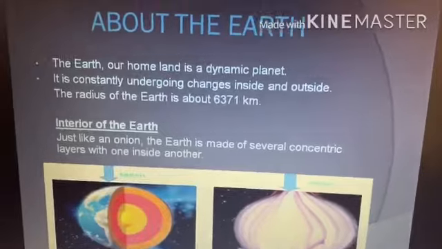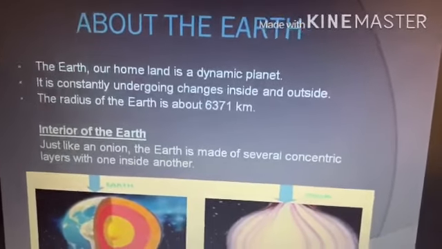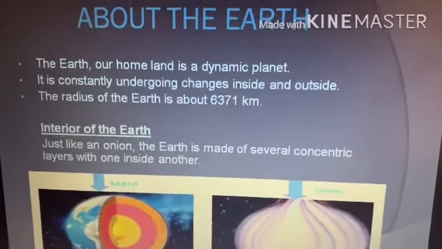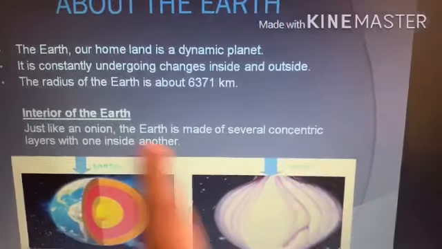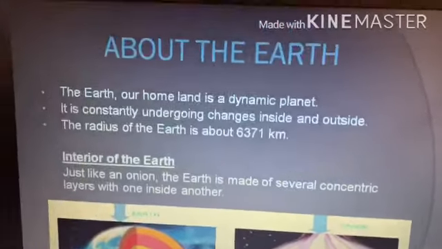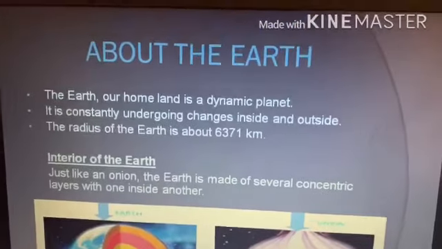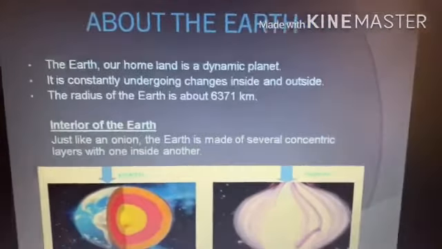Okay. Third, the radius of the earth is about 6371 kilometer. This is a very important point. The radius of the earth is about 6371 kilometer.